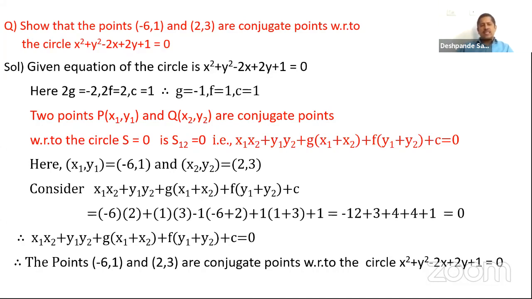Now the question can be asked like this also. If minus 6, comma 1 and 2, comma k, so instead of 3 you put k, are conjugate points to the circle, find the value of k. So you put as it is, in place of 3 you put k here and take equal to 0. You get an equation in terms of k, solve the equation, you get the value of k straight away.